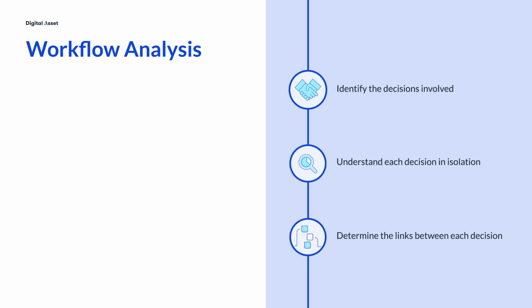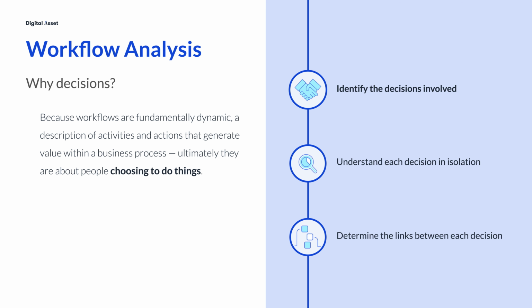For this, we need to identify the decisions involved in the workflow, understand each decision in isolation, and determine the way each decision flows from or enables other decisions. To reiterate, worrying about the static elements of a business process distracts us from the fundamental reason for the workflow. Something happened that drove business value. The static components may be necessary scaffolding, but workflows are fundamentally dynamic, a description of activities and actions that generate business value. Ultimately, workflows are about people choosing to do things. So we start by identifying the decisions involved.